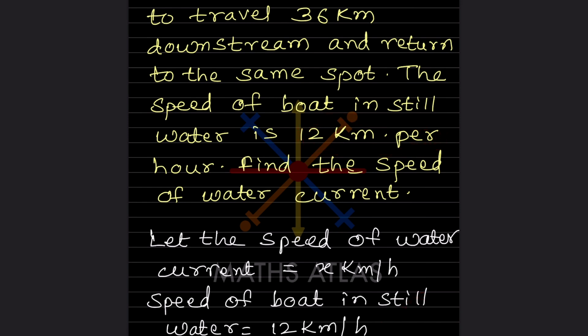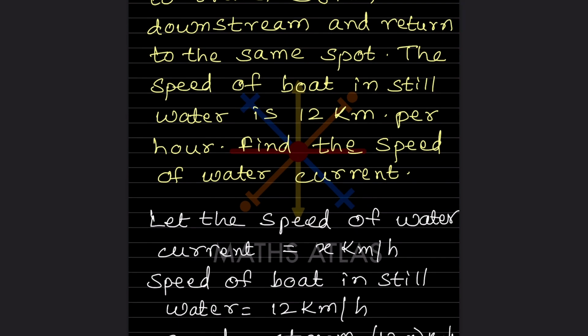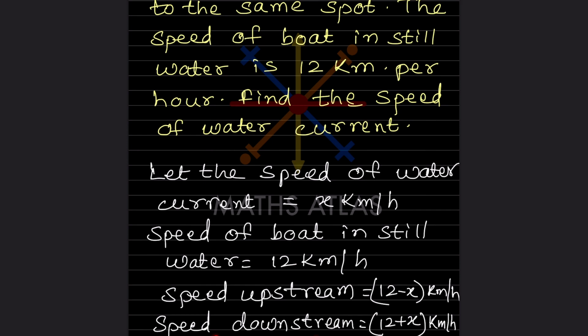So whenever there is speed upstream, you have to write minus. So what is given here? Speed upstream will be 12 minus x. Whenever there is up, that will be 12 minus x kilometer per hour. And whenever it is speed downstream, you are going to add, 12 plus x kilometer per hour. This is a very important step.